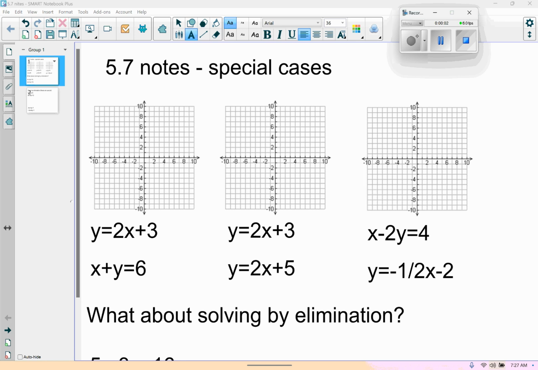Hello, Algebra 1. So we're going to continue with our series on solving systems of equations. We're going to talk about special cases.